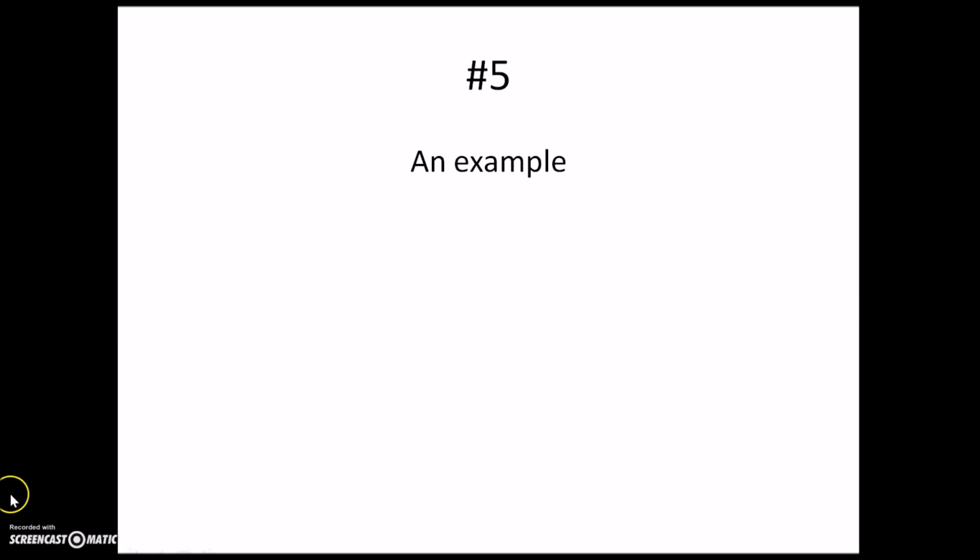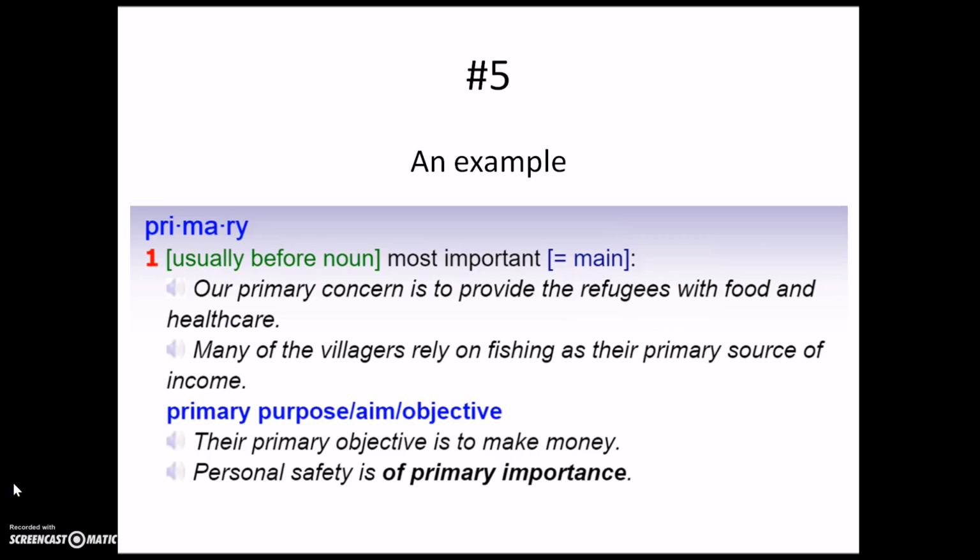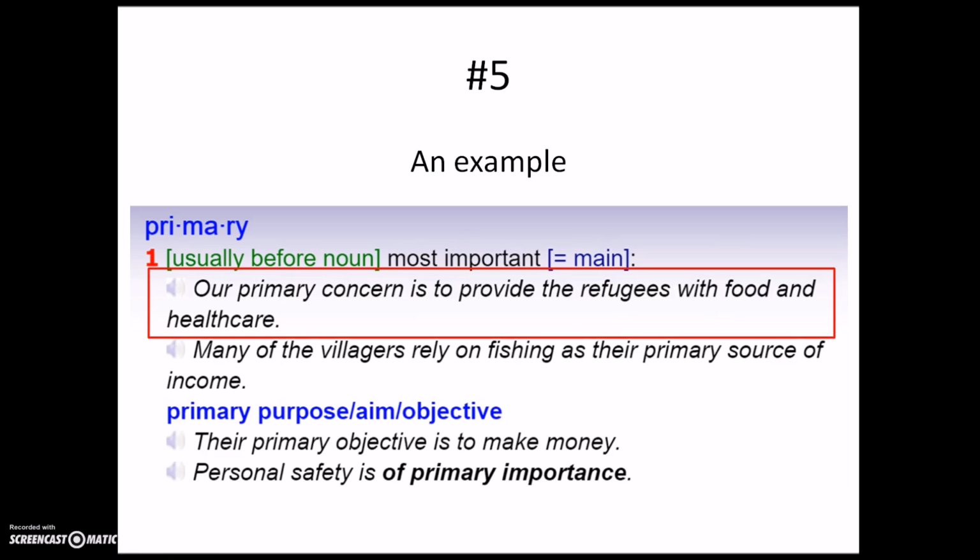The 5th and final thing you should include in your vocabulary notebook is an example. You should always include an example or 2 to help you remember how to really use the word. All dictionaries contain some examples and common uses of a word. Let's go back to this word primary. You can choose to write a full sentence, like this one, or just a phrase.